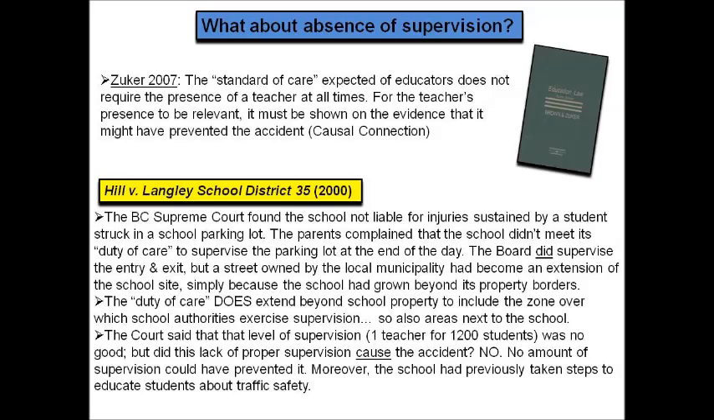The board did supervise the entry and the exit to the parking lot, but a street owned by the local municipality had become an extension of the school site simply because the school had grown beyond its property borders. That happens all the time, right? You've got typically a little lane that runs onto school property where buses park, and then the kids can be picked up there.